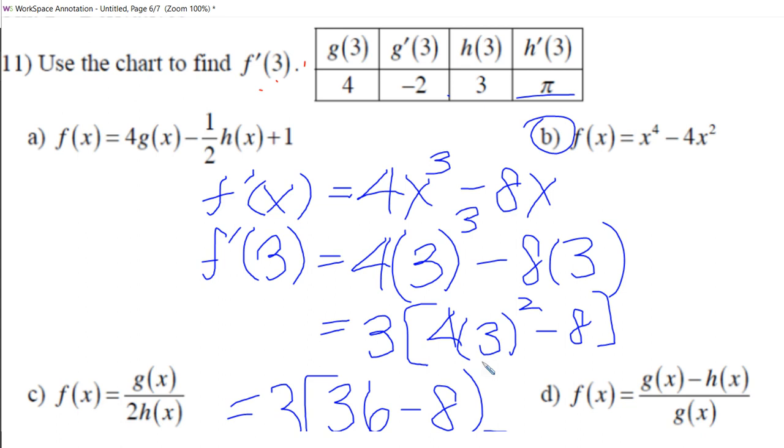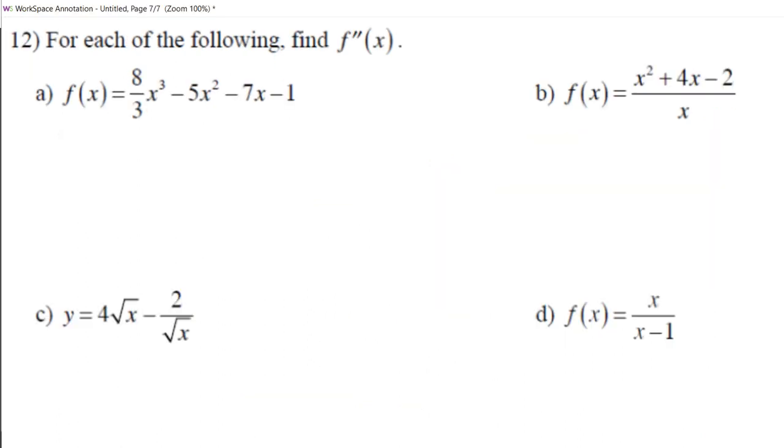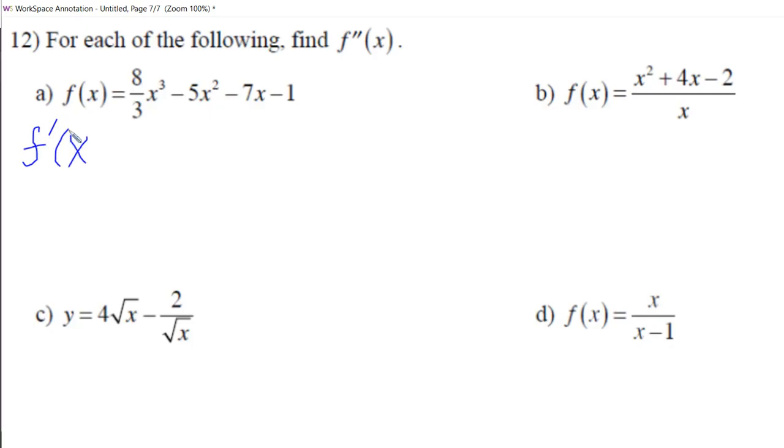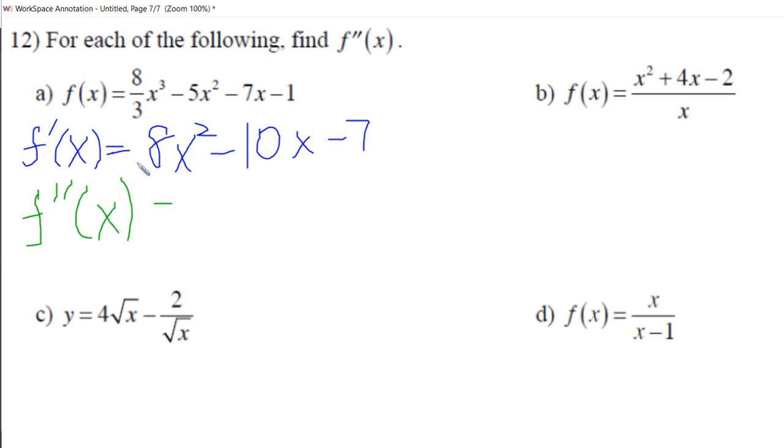Alright, that's it for working with the charts. Let's go on to taking the derivatives twice. So let's take a look at number 12, part A. If I were to take the derivative twice, I would first take the derivative the first time, which gives us 8x squared minus 10x minus 7. And to take the derivative twice, I'm just going to take it one more time. So this gives us 15x minus 10.